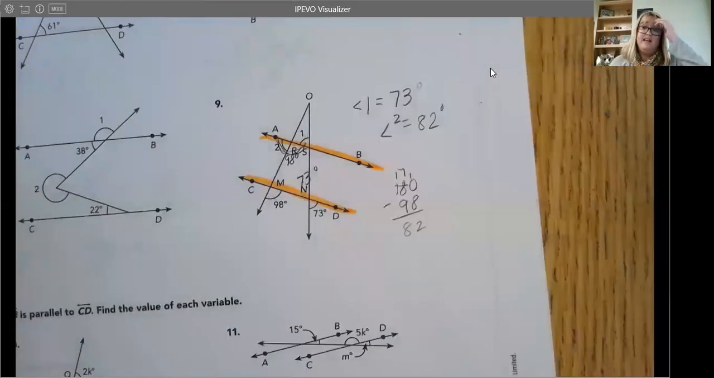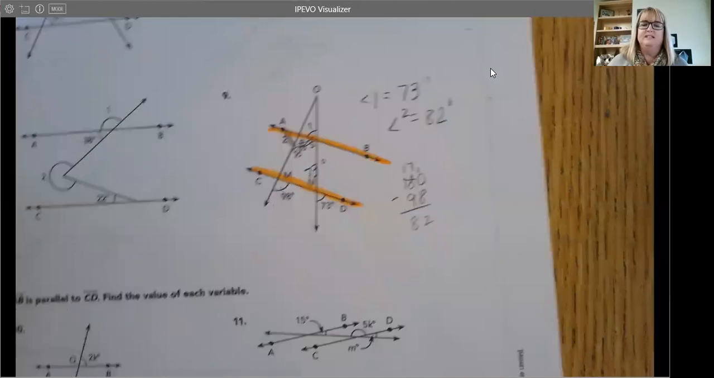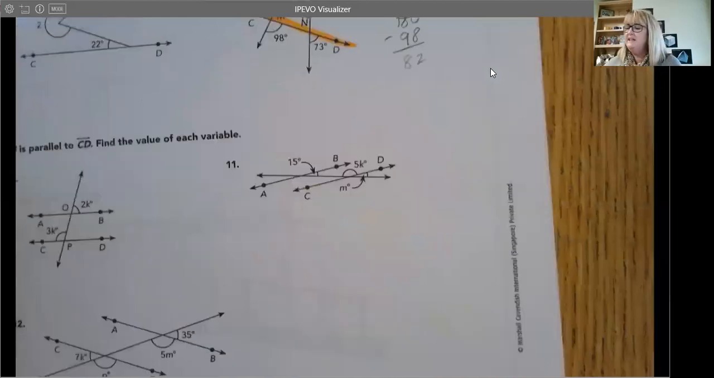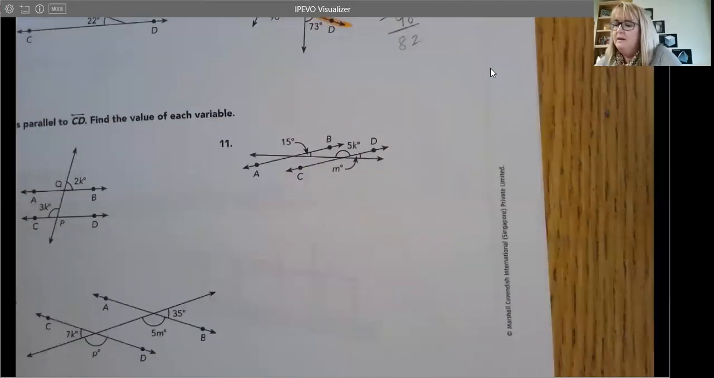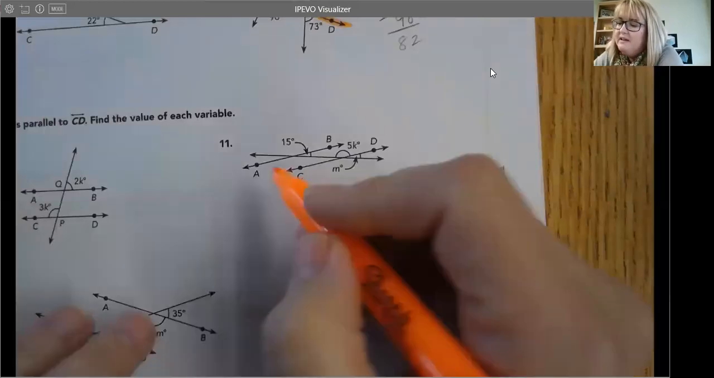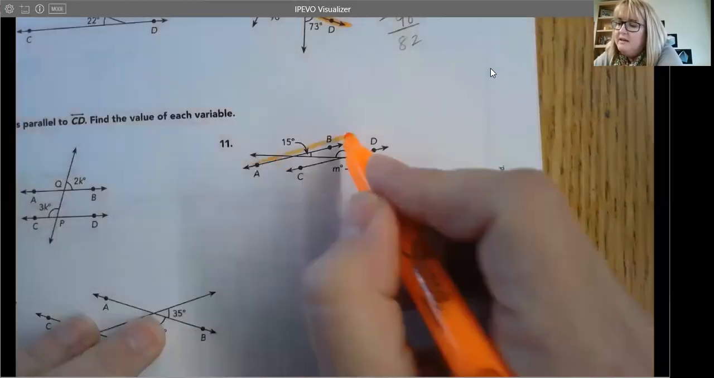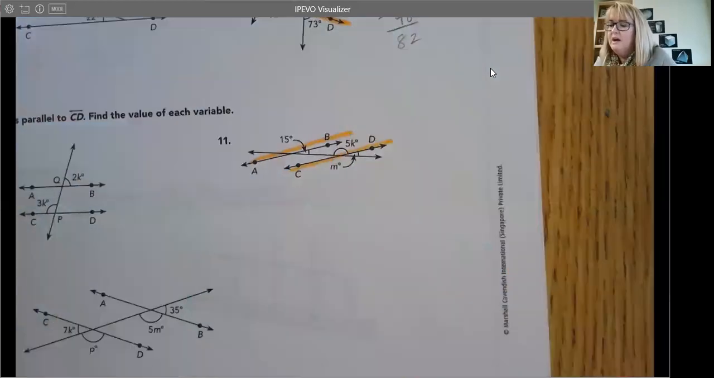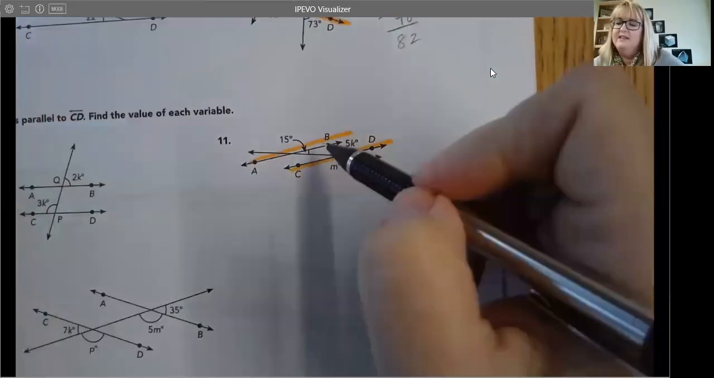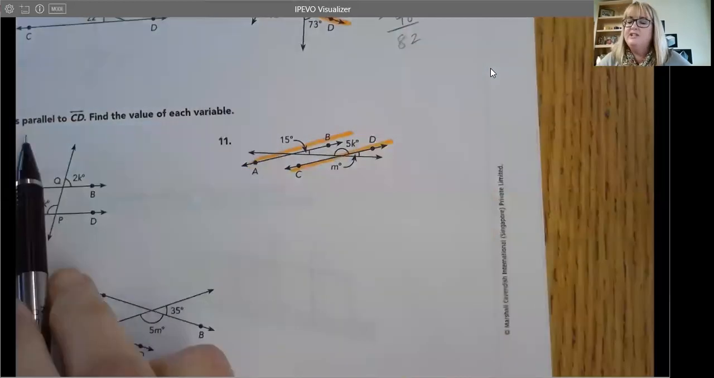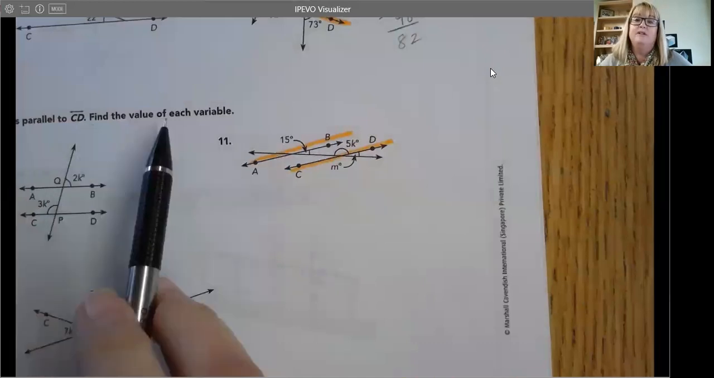The tricky part again is just training yourself to look for those relationships. Let's look at 11. AB and CD are parallel. This is a little different. The directions say AB is parallel to CD, find the value of each variable.